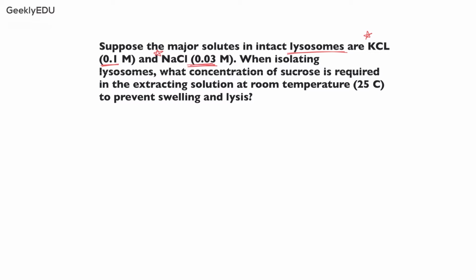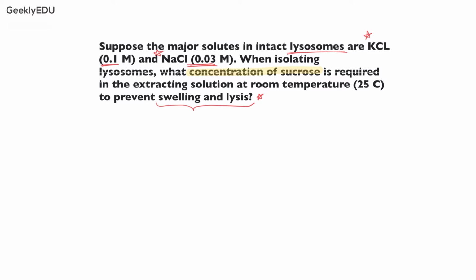Now, when you want to isolate lysosomes, you do not want them to lyse. That means you do not want them to break, right? So you want to isolate them without any breaking happening. So what should the concentration be? If you want to prevent that, what should be the concentration of sucrose that you can prepare? Now, how do we calculate this?